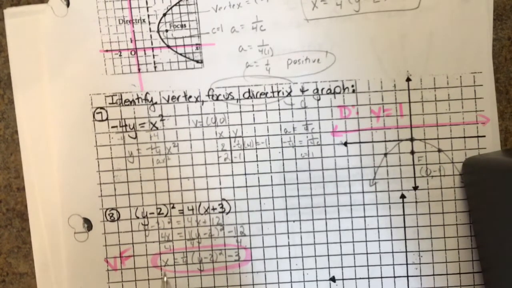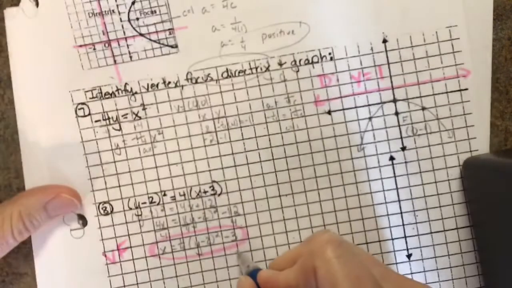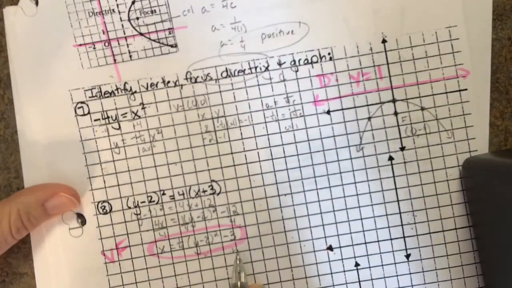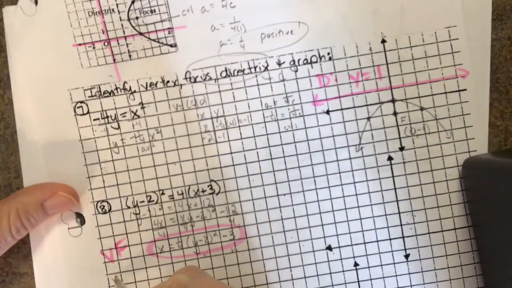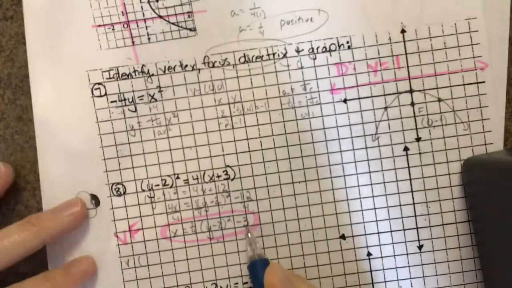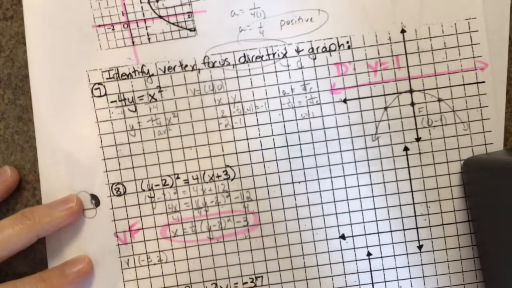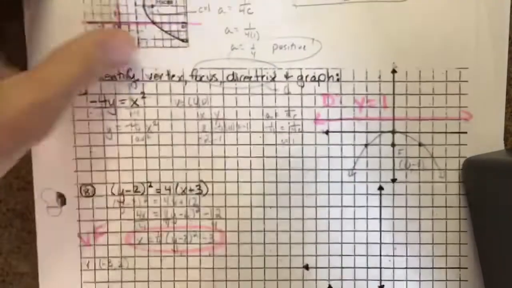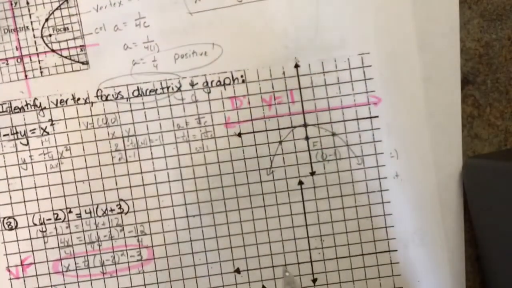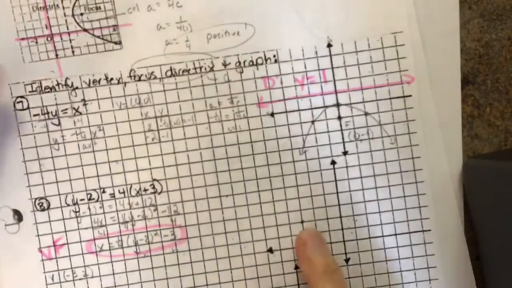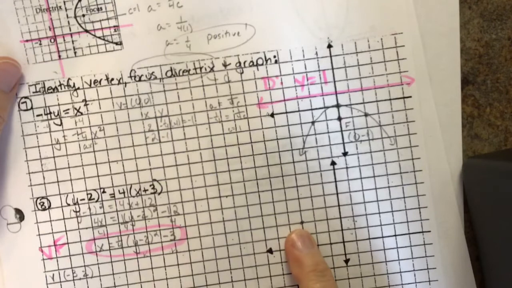What's the vertex? Which way does it point? The vertex, this is in vertex form, is H, K. Remember, it's going backwards. K goes with a Y. So H, my vertex, is -3, +2. My vertex is -3, +2.